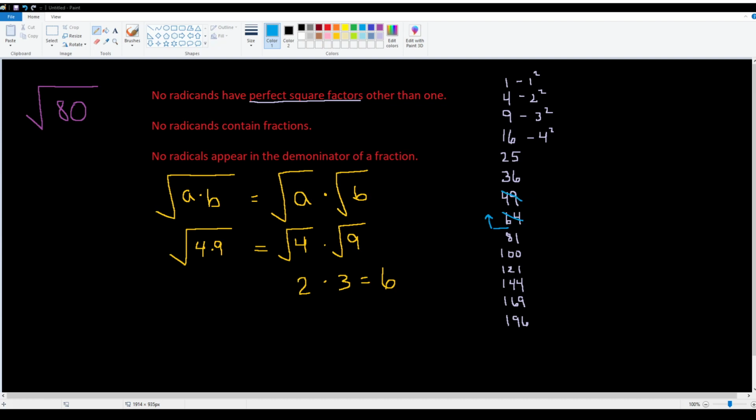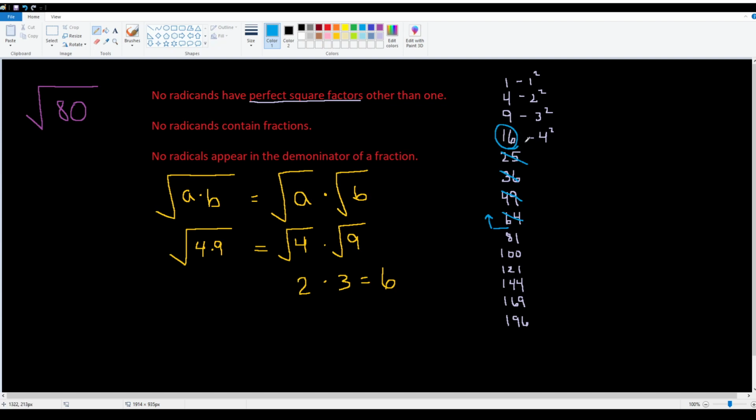So 80 divided by 36. That's going to give us 2.2, so that doesn't work. Then we want to do 80 divided by 25. And that's going to be 3.2. That doesn't work. So we're seeing that we're getting rid of a lot of our perfect square factors here. 80 divided by 16. And now I see that 80 divided by 16 gives me 5. So this is the number I'm going to want to work with.